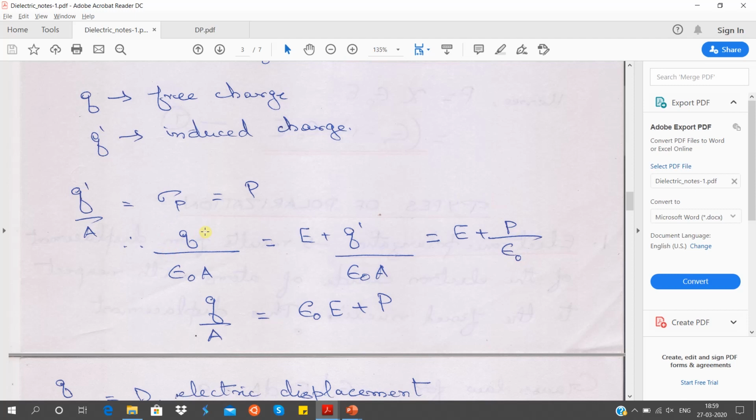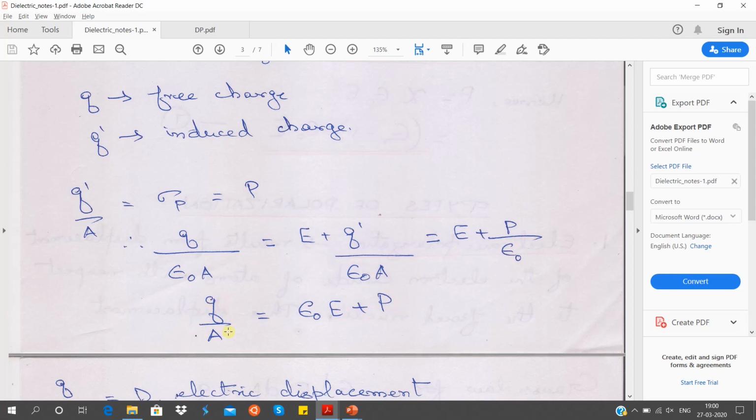Now what I'm going to do next is multiply by epsilon naught throughout. So it becomes Q by A equals epsilon naught E plus P. If I multiply by epsilon naught over here, the epsilon naught gets cancelled. Over here, it becomes epsilon naught into E. And for the second term, the epsilon naught again gets cancelled. So it becomes Q by A is equal to epsilon naught E plus P.